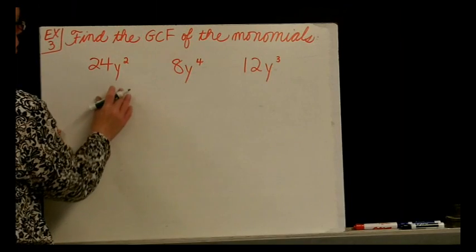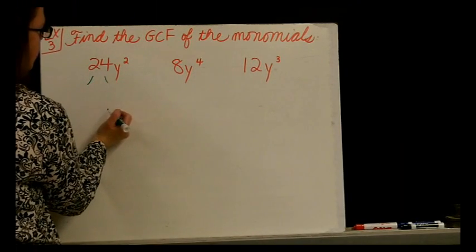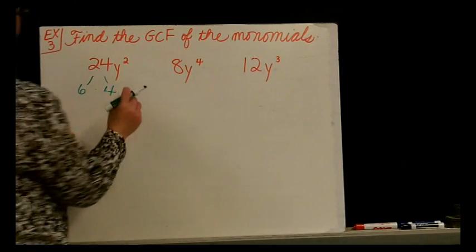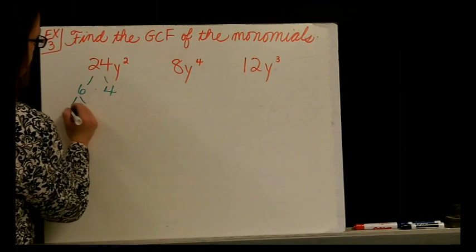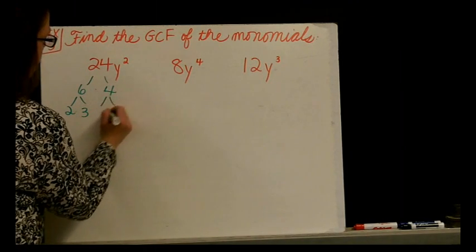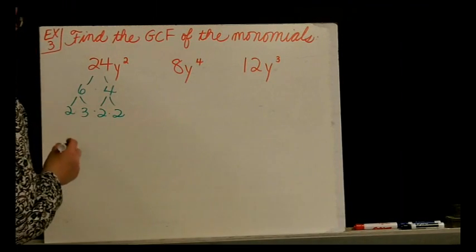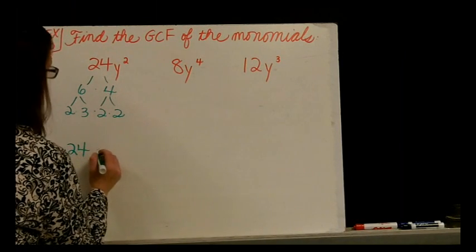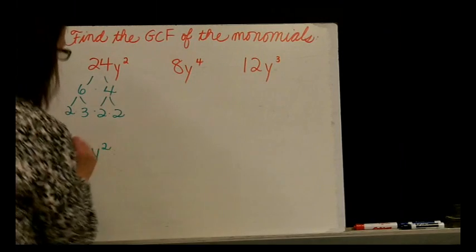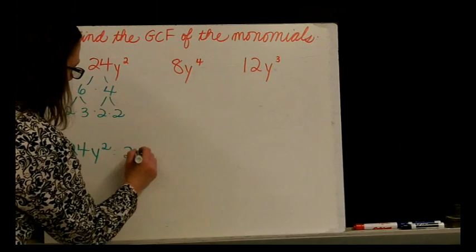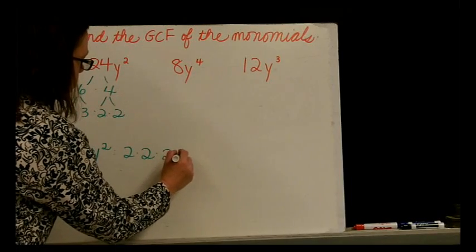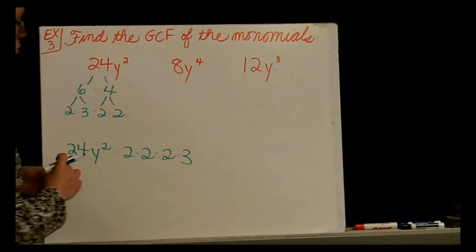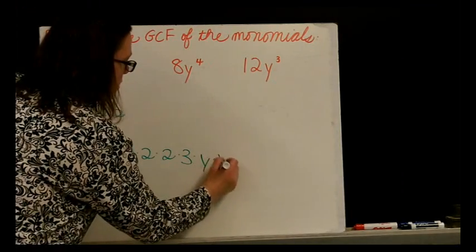So the 24y squared, remember we factor the 24 to 6 times 4. This might be a little bit too small, but I hope we'll get it right. The 6 will be 2 times 3, and 4 is 2 times 2, which makes the factors of 24y squared 2 times 2 times 2 times 3. So we have our number down. And what about our y squared? That means y times y.